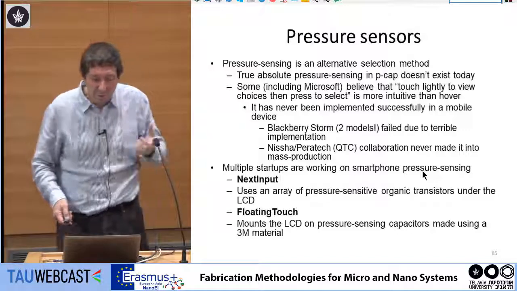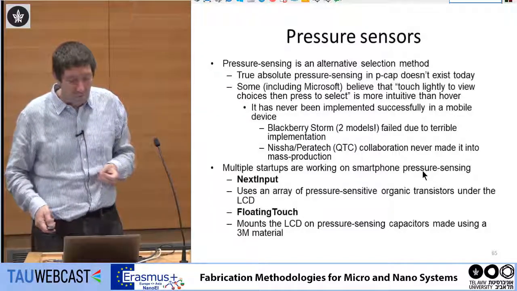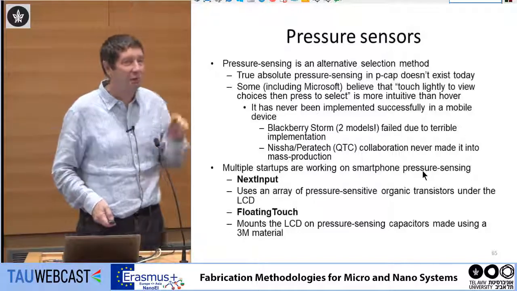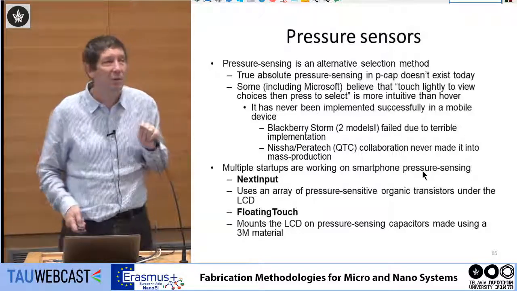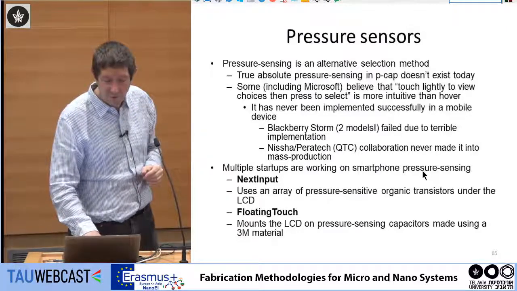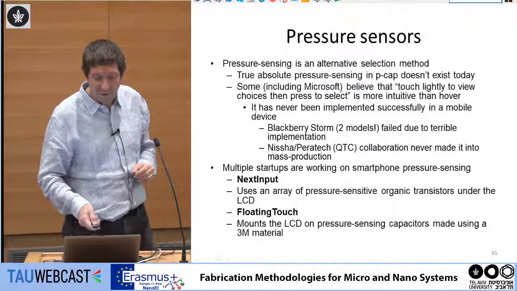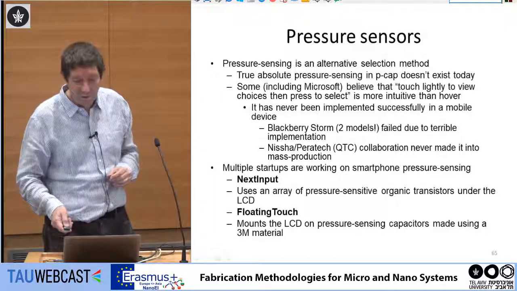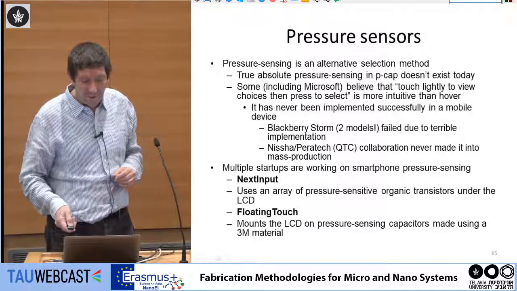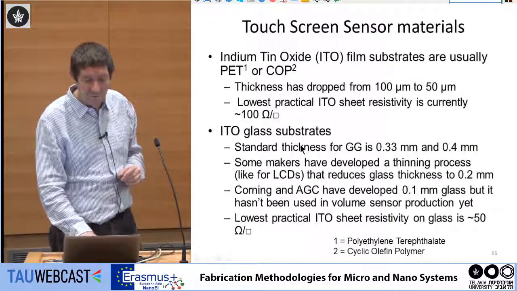I identified 2 companies, Max Input and Floating Touch. They make pressure sensors, so every pixel is a pressure sensor. But because of some manufacturing problem, it has never been implemented successfully in a mobile device. Only the BlackBerry used it, and one of the NISA, Pertec. So it's a very rare device.